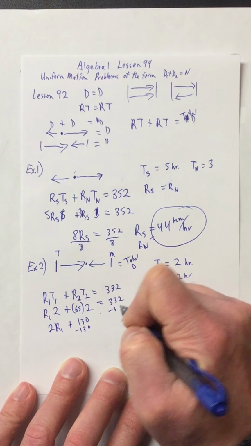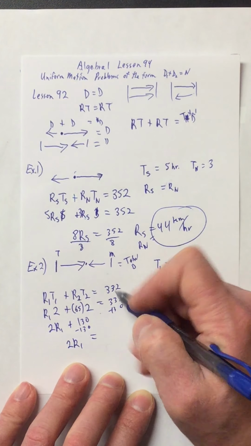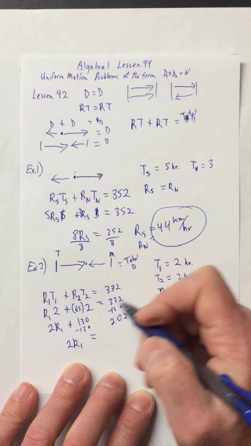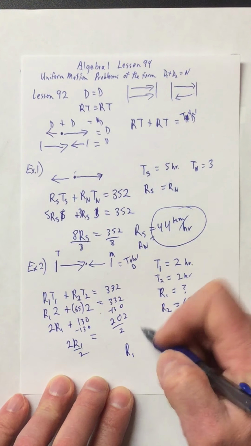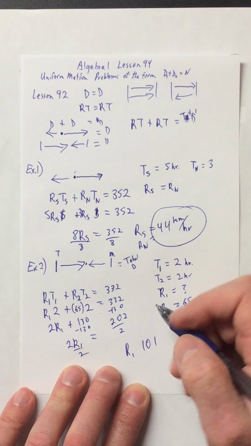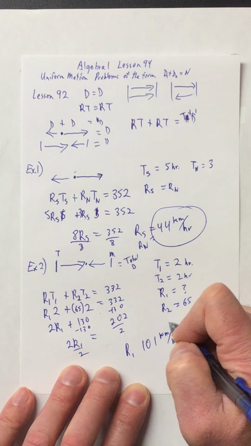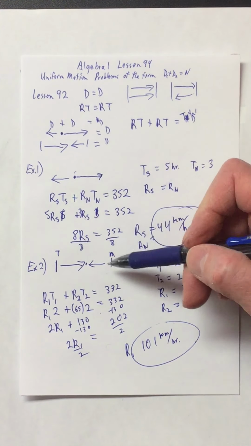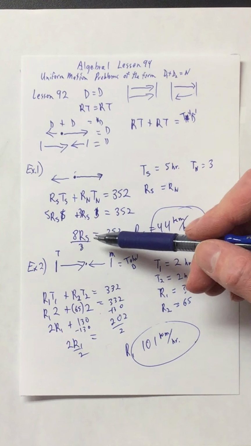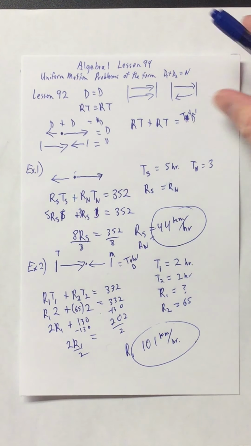Subtract 130 from both sides. We get 2 times the rate of 1 is equal to, looks like 202. And then divide by 2, divide by 2. It looks like the rate of the first train is 101 kilometers per hour. Okay, I hope that kind of makes sense, where we select the correct equation as far as the scenario, and then we plug in our information and we solve it.